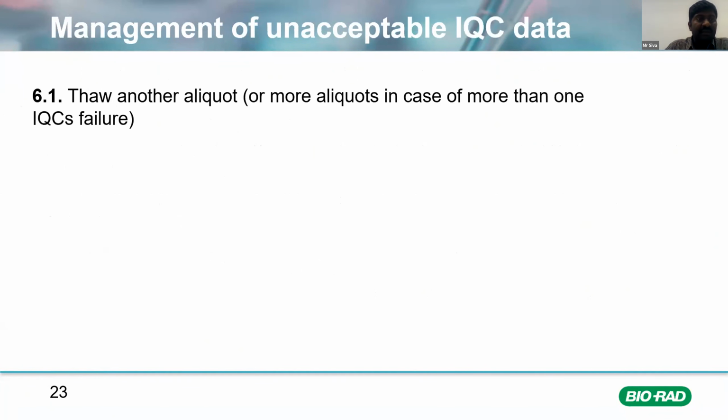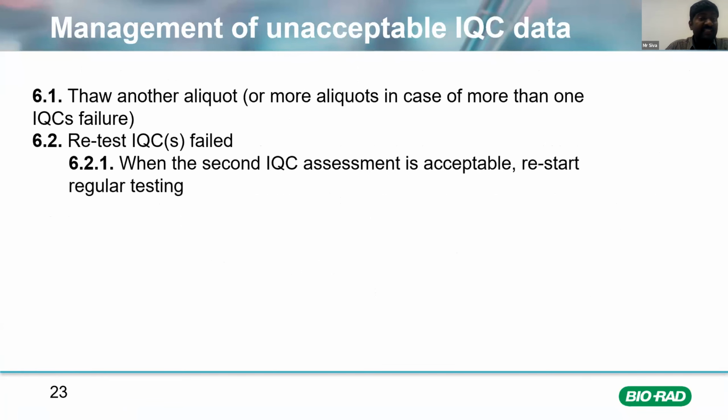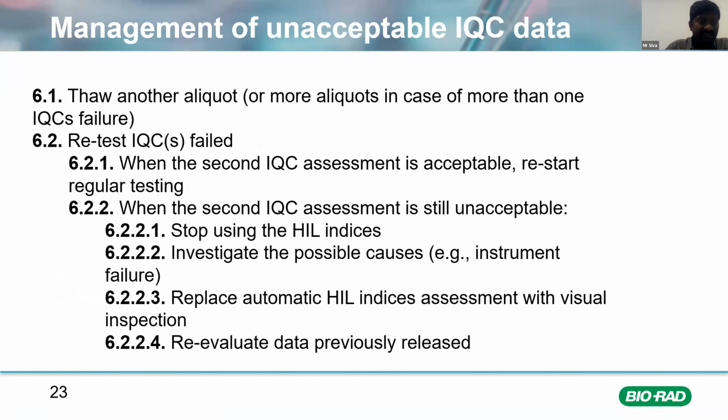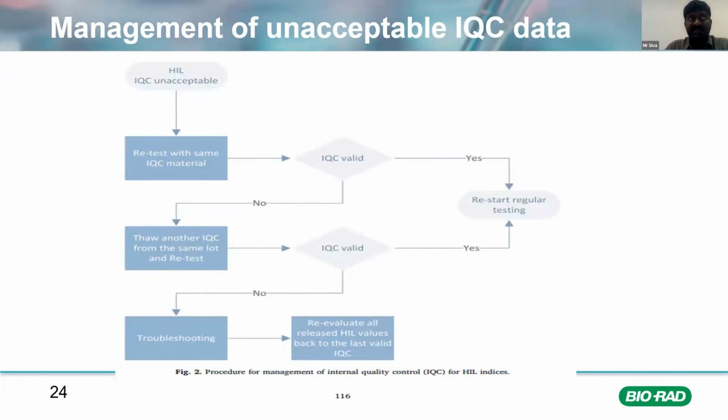Thaw another aliquot if it is not working well, and again retest the IQC if that has failed. When the second IQC assessment is also not acceptable, then stop using the HIL indices, investigate what could be the possible cause, do the proper troubleshooting, maybe instrument failure potentially, just look at it, and then replace the automatic HIL indices assessment with visual inspection if required, and then re-evaluate data previously run.